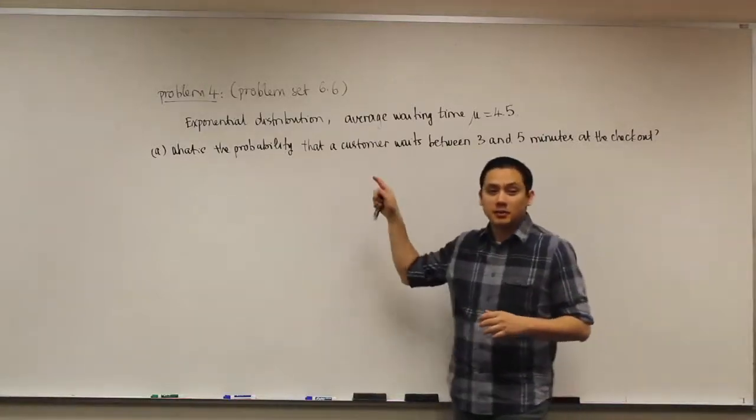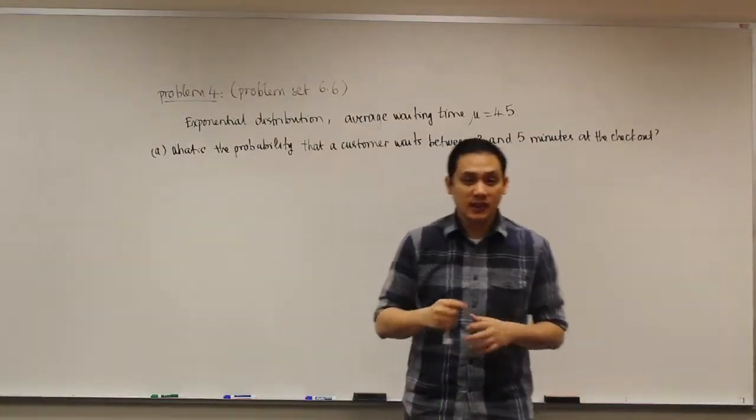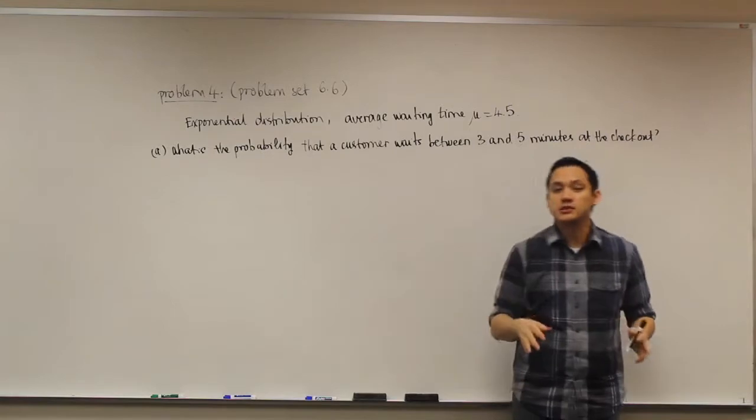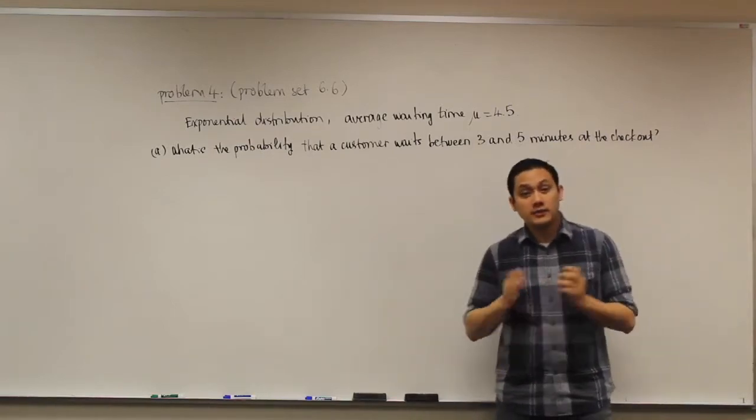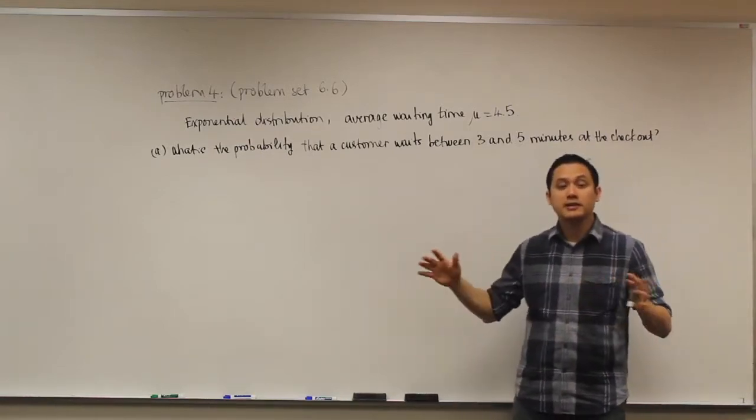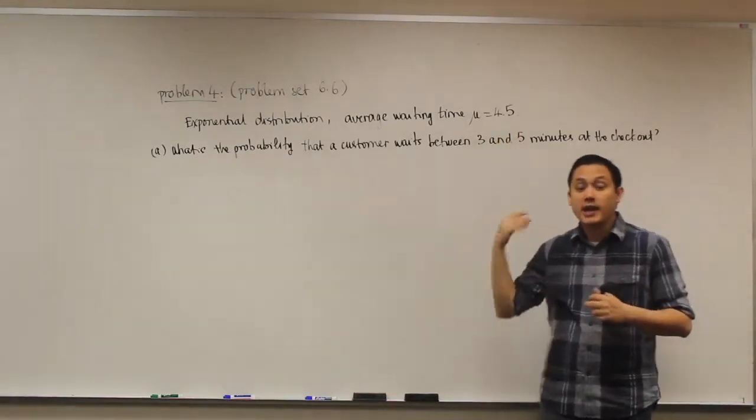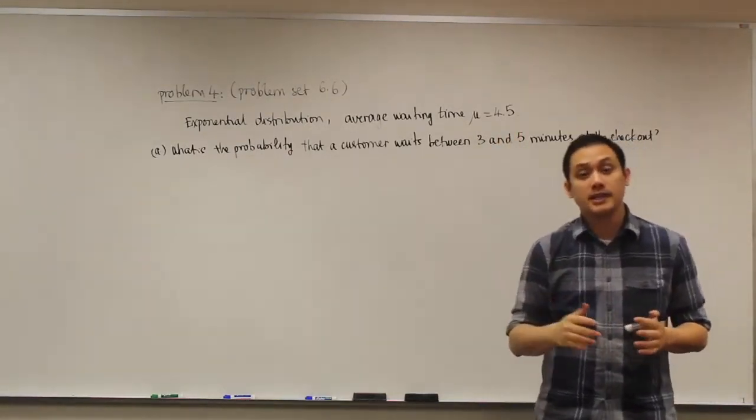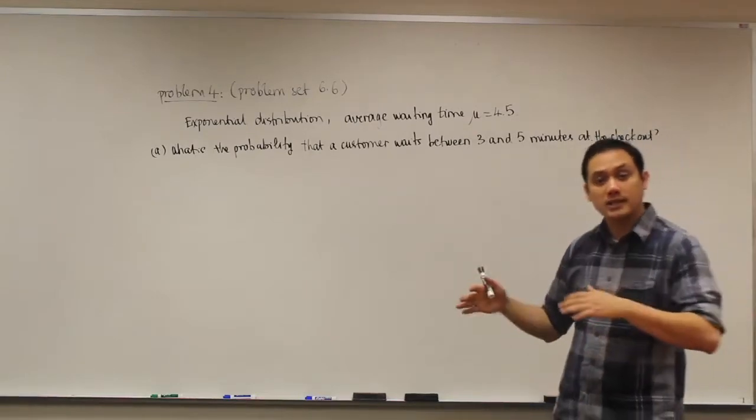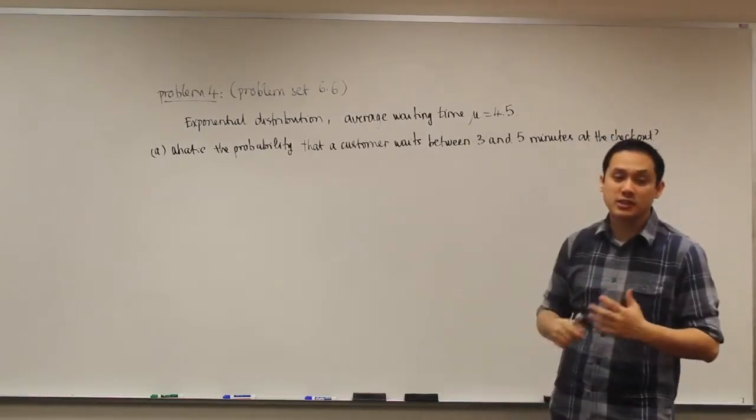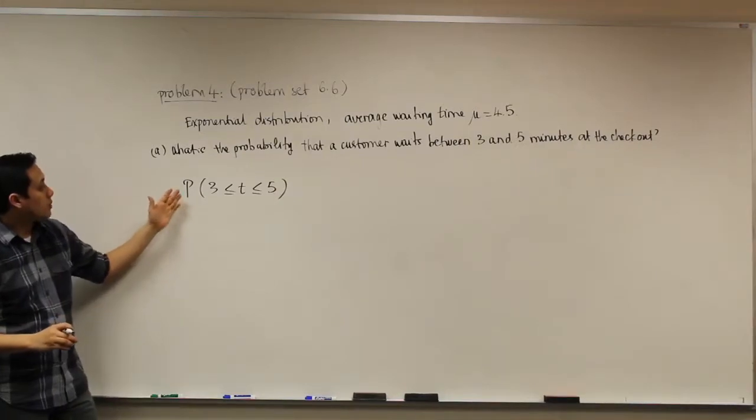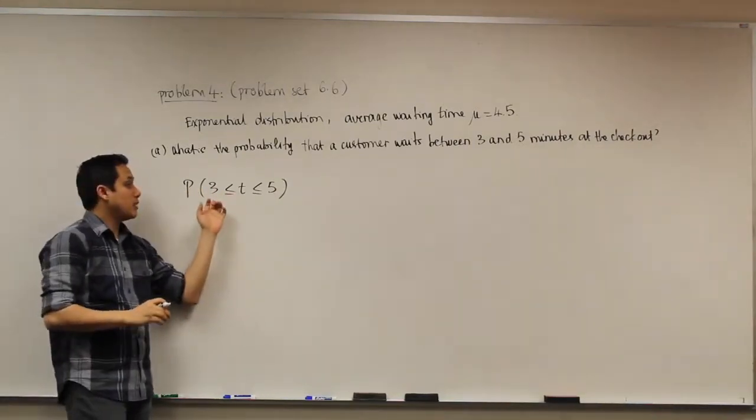Hello everyone, this is problem 4 in the problem set 6.6. In this problem, they give you exponential distributions, and in this context, the average waiting time mu value is equal to 4.5. In part A, they ask you to calculate the probability that the customer will wait between 3 and 5 minutes during the checkout time.